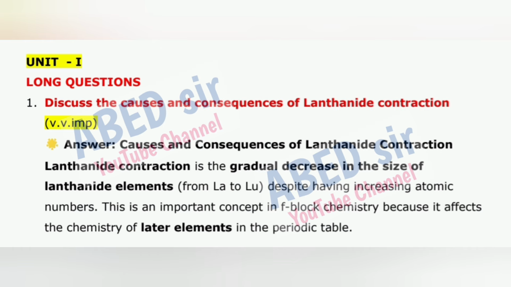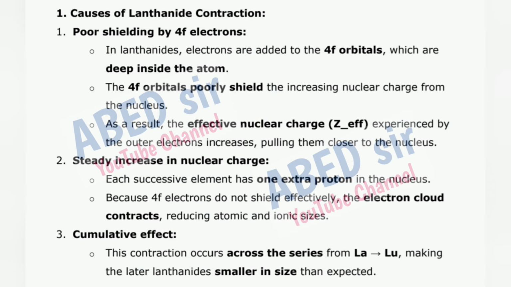Answer: causes and consequences of lanthanide contraction. Lanthanide contraction is the gradual decrease in the size of lanthanide elements from La to Lu despite having increasing atomic numbers. This is an important concept in F-block chemistry because it affects the chemistry of later elements in the periodic table.